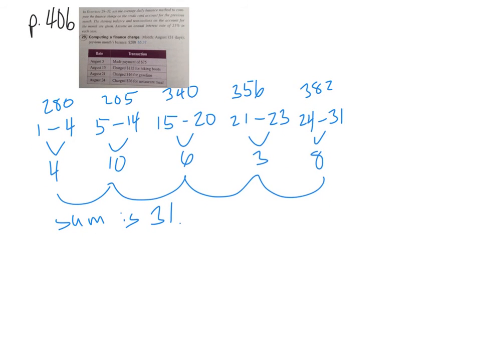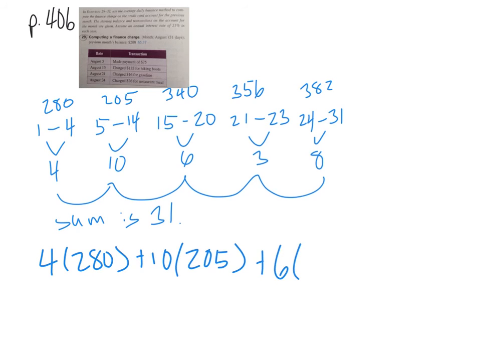What we're going to do is, if it was a $280 balance for 4 days, we can calculate the total by 4 times 280. Same thing with the next one. It was 205 for 10 days, so we can do 10 times 205. And we'll do that for each of these groups and then add them all together. That will give us the total daily balance. So it'll be 4 times 280 plus 10 times 205, etc.